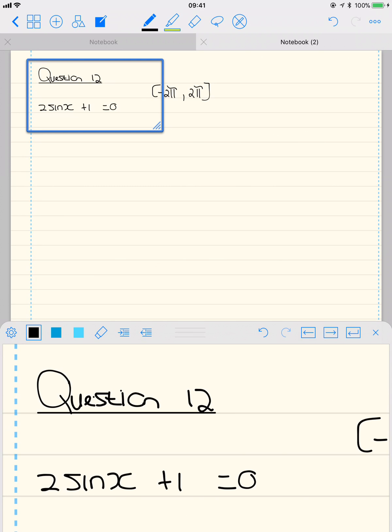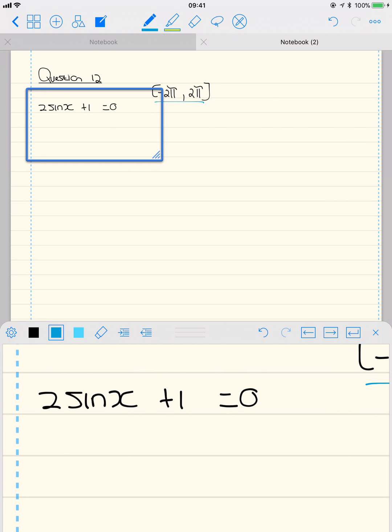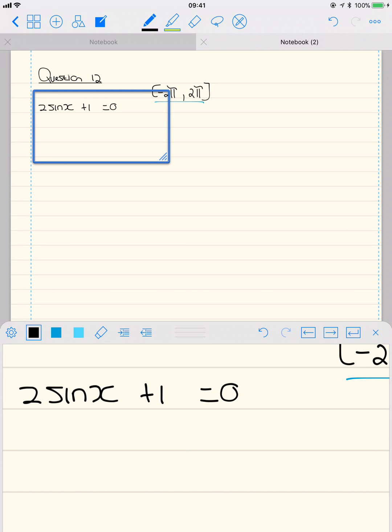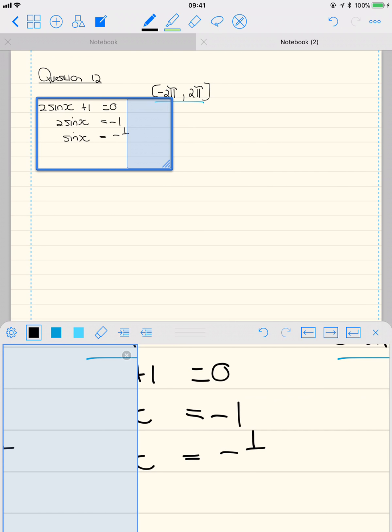For question 12, they give you 2 sine x plus 1 is equal to 0, and they want you to solve for x, where x is in this interval here. Now, because it's an equal sign, we don't need to do anything strange. We just normally solve for sine x, which is going to be 2 sine x is equal to minus 1. So sine x is equal to minus a half.